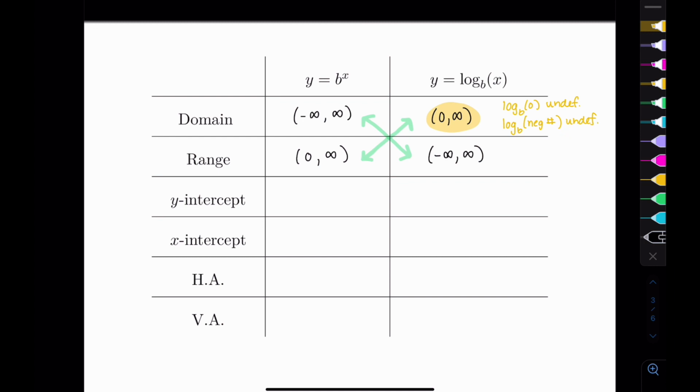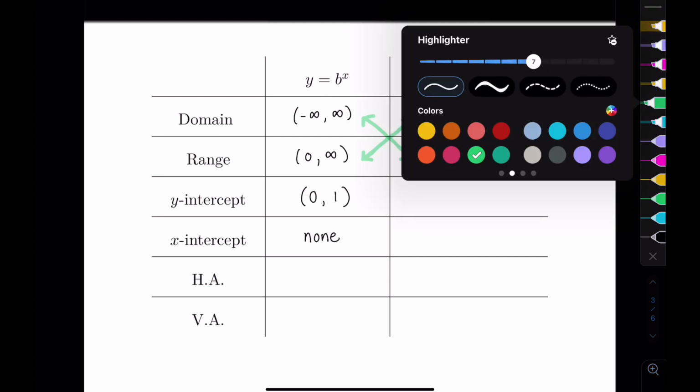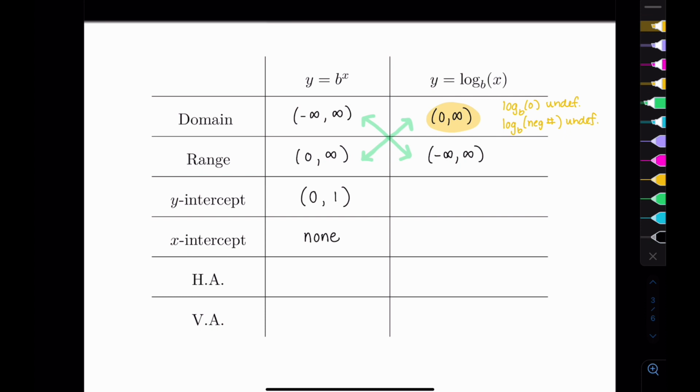So we do have a y-intercept for our exponential function. If I plug in x equals 0, my y value is 1. However, we do not have an x-intercept. We do not touch the x-axis. So when I go to find this for my log function, these kind of flip-flop. They're not exactly the same, right? But we do not have a y-intercept for the log function. We do, however, have an x-intercept. Remember, x and y switch. So my x-intercept is going to be (1, 0).